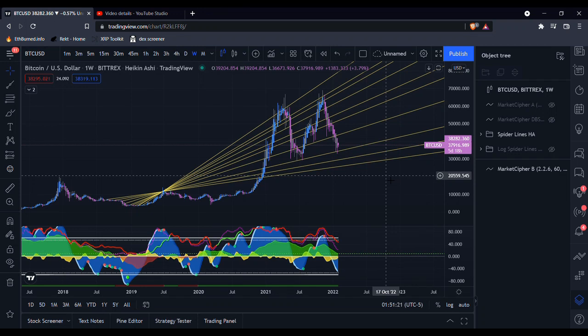Hey everybody, today I'm going to be showing you a few different ways that you can draw spider lines on your Bitcoin chart to find significant levels of support and resistance.